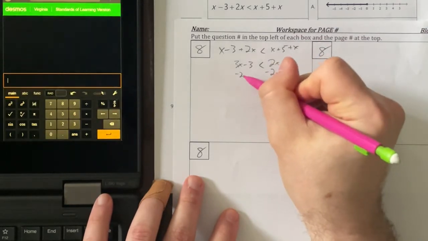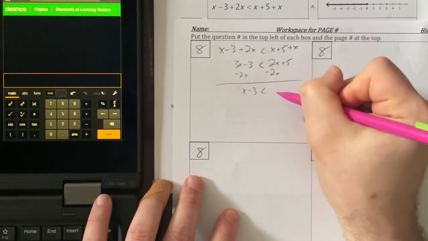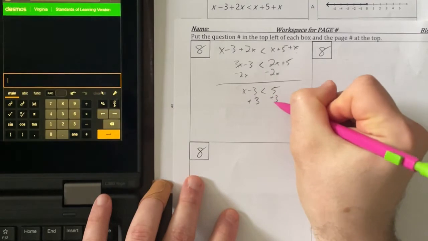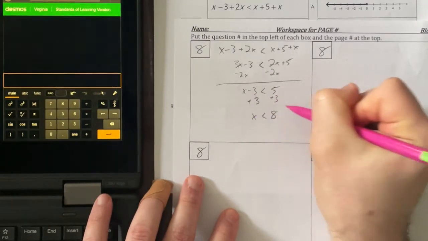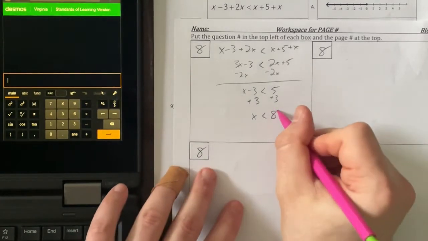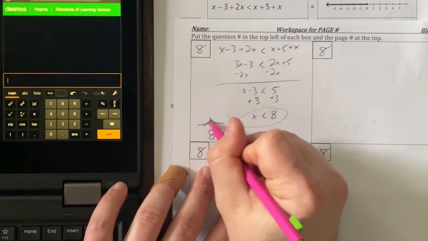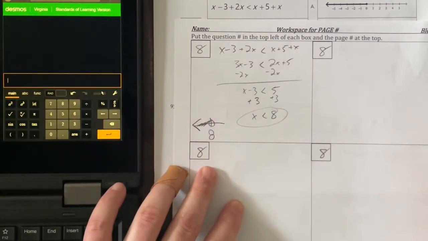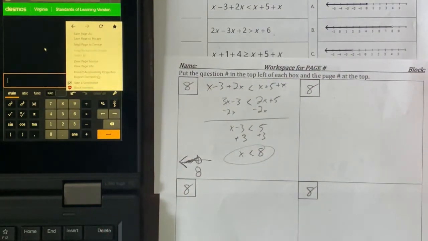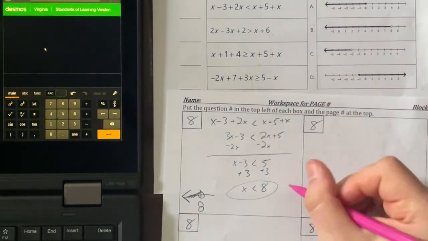Subtract 2x from both sides. I have x minus 3 is less than 5. Add 3 to both sides. I have x is less than 8. Let me double check that as well. Yep, good. I have an open circle on 8, shaded to the left. Open circle on 8 and shaded to the left is going to be B.